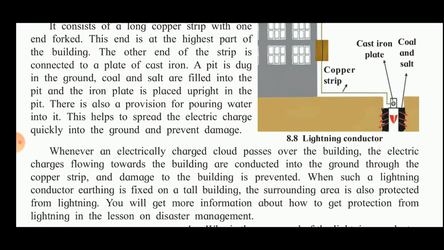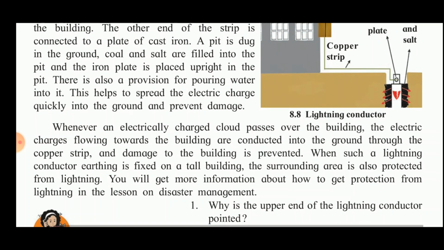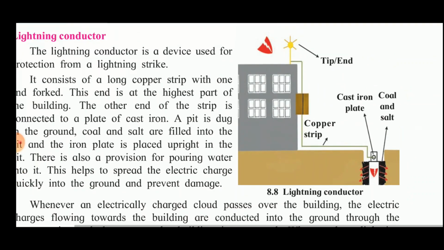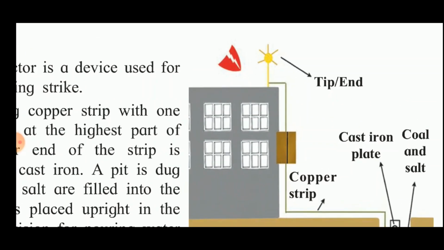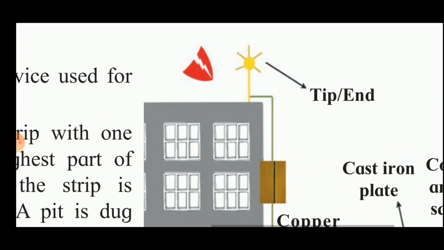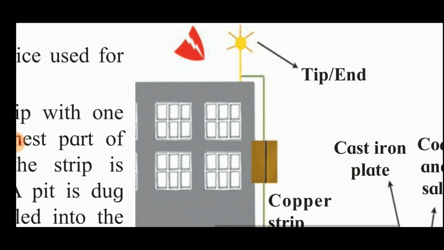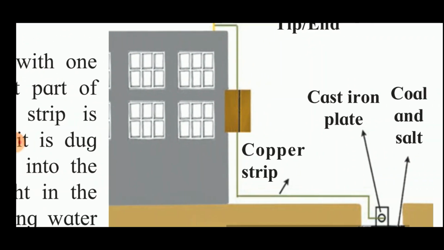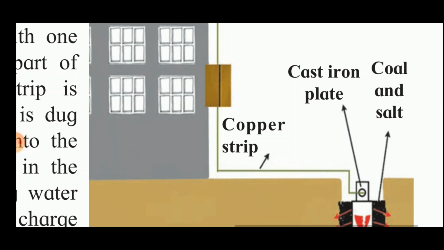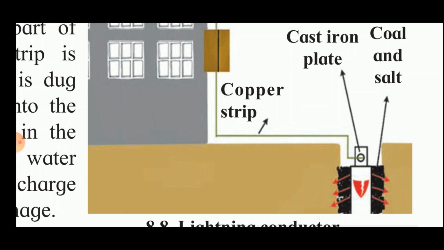You will get more information about how to get protection from lightning in the lesson on disaster management. So here you can see in the figure, this is the lightning conductor fixed at the top of the building. The other end of it is placed into the pit. That pit is filled with coal and salt, and this cast iron plate is there on the other end of the lightning conductor.